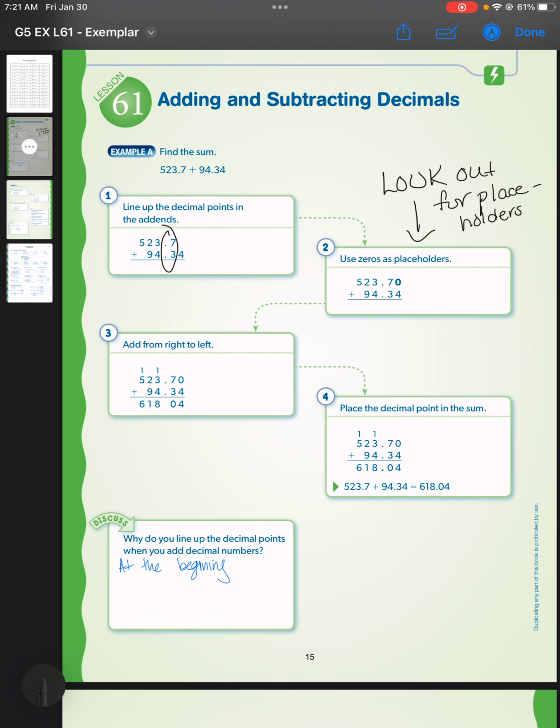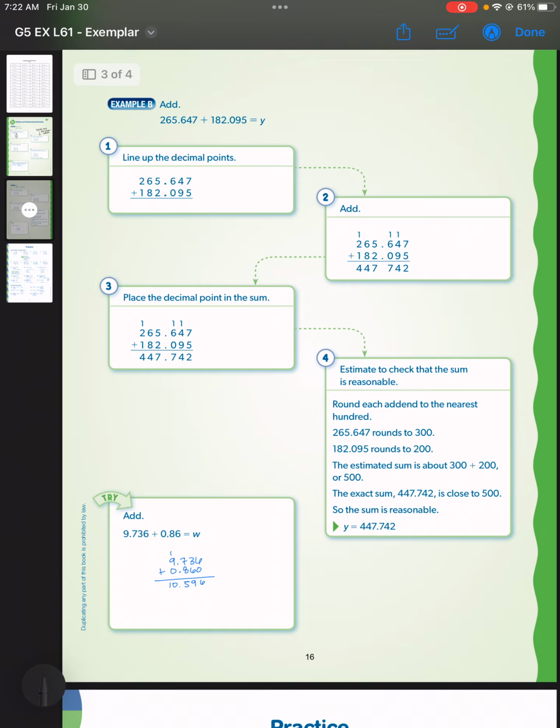And then you can follow the exemplar from here and model how to find the sum once they set the problem up correctly. So again, you want to focus on making sure they line up the decimal points and you look out for placeholders. You're going to repeat the same process in the second example, and then students are going to have an opportunity to try on their own. When students try on their own, they are again going to need to use placeholders, except it's going to be in the second digit. So you just want to make sure that students are adding that additional 0.